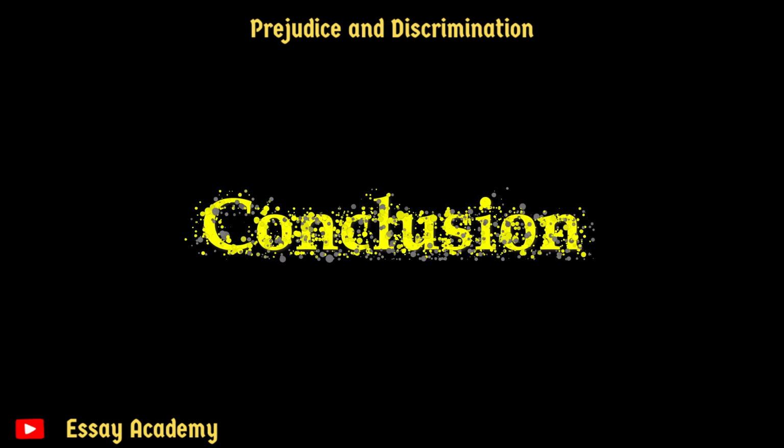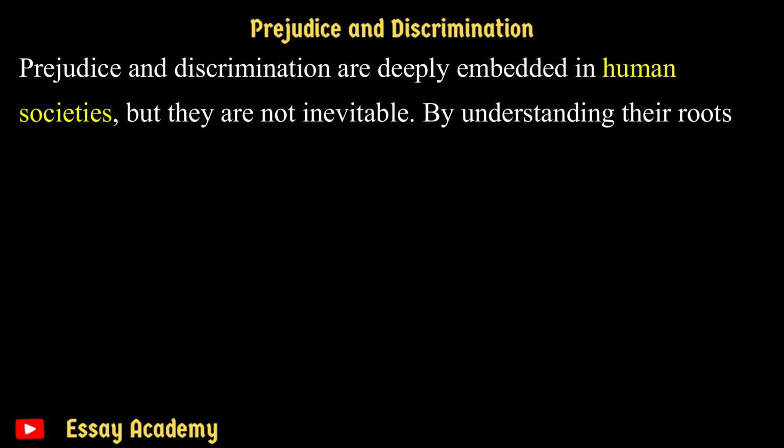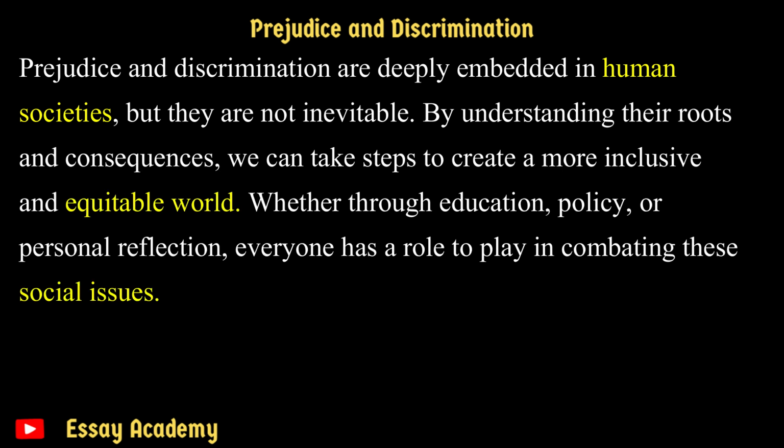Conclusion. Prejudice and discrimination are deeply embedded in human societies, but they are not inevitable. By understanding their roots and consequences, we can take steps to create a more inclusive and equitable world. Whether through education, policy, or personal reflection, everyone has a role to play in combating these social issues.